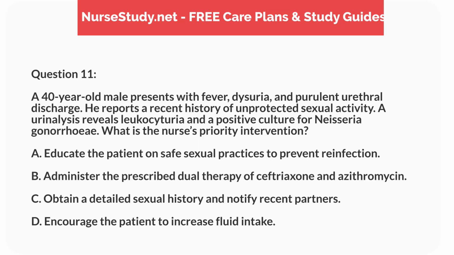Question 11. A 40-year-old male presents with fever, dysuria, and purulent urethral discharge. He reports a recent history of unprotected sexual activity. A urinalysis reveals leukocyturia and a positive culture for Neisseria gonorrhoeae. What is the nurse's priority intervention?